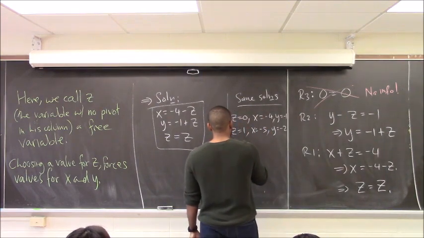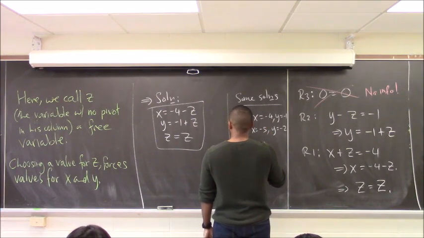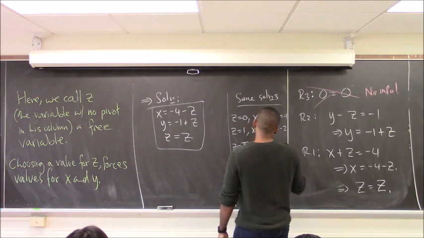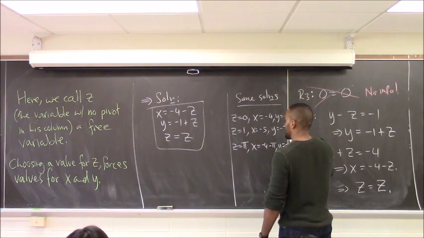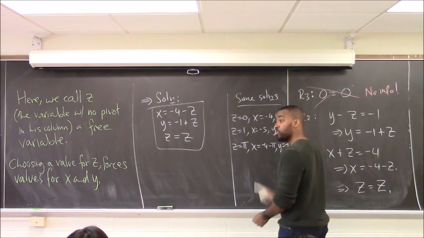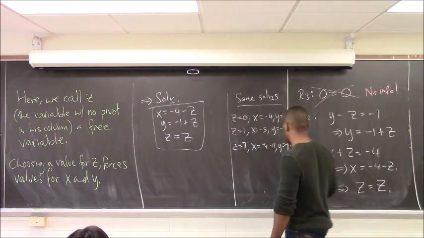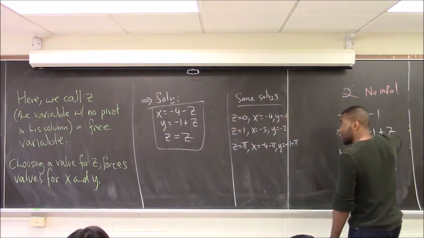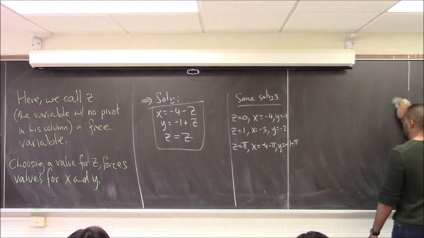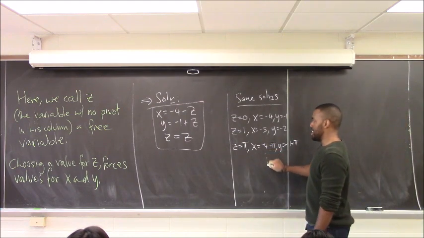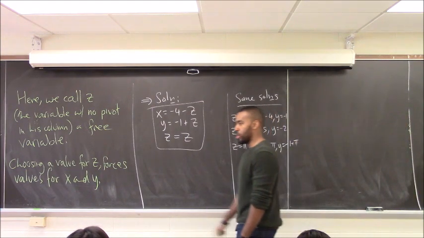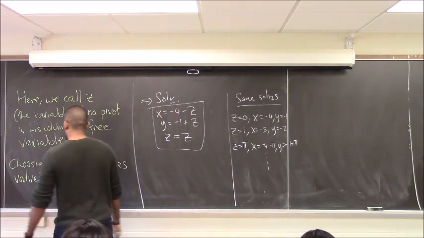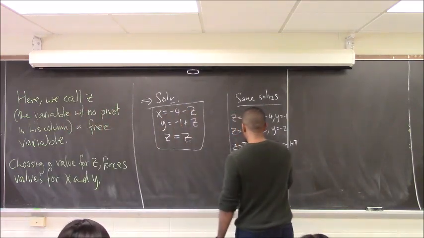I could say z equals pi. What does x have to be? Well, -4 minus pi. What does y have to be? Well, -1 plus pi. And if you plug those numbers into that system of equations, all equations will actually work out. Kind of get the idea here, right? How many solutions are represented by this situation? There are infinitely many solutions.